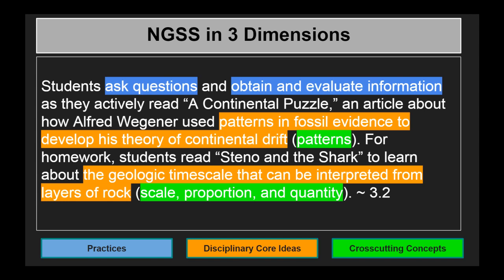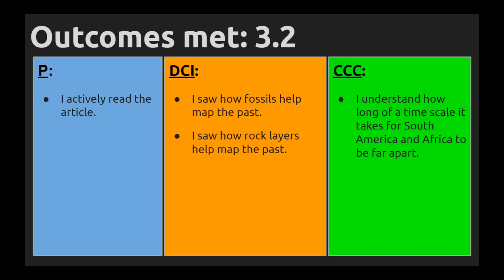For homework, which for us is the final step in class, you will read Steno and the Shark to learn about the geologic timescale that can be interpreted from layers of rock. What that means in terms of actions is that you should actively read the article, actually articles in this case, that you see how fossils help map the past and rock layers help map the past, and that you understand how long a timescale we're talking about here.